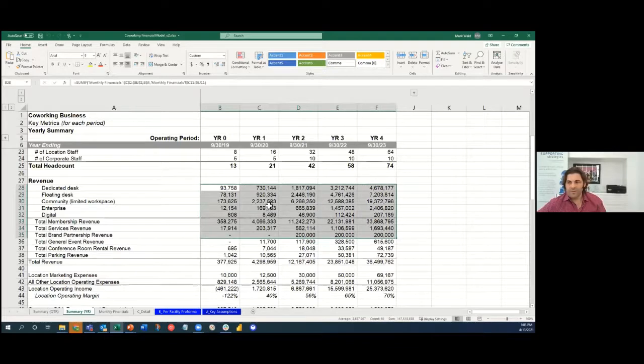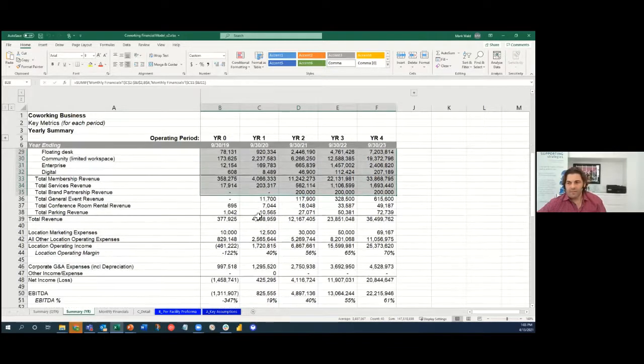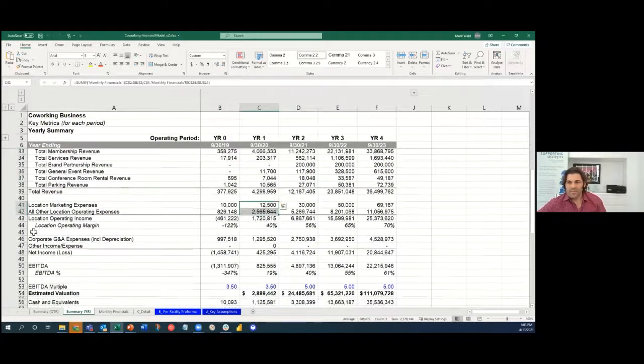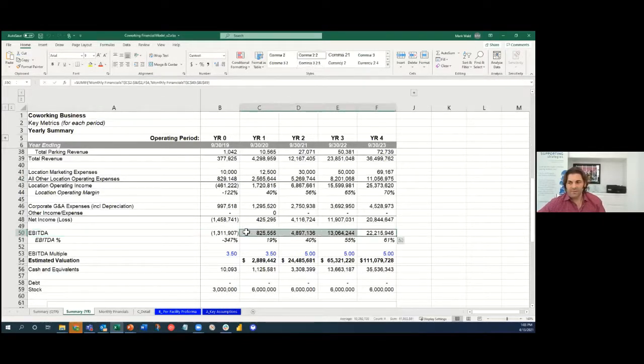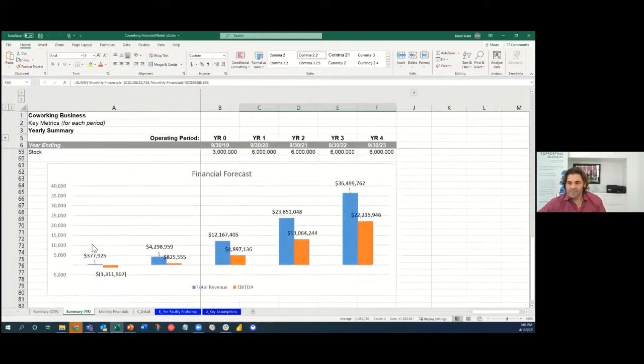So this is revenue and costs, and then we get to EBITDA. EBITDA stands for earnings before interest, taxes, depreciation, and amortization. It's basically an apples to apples way to compare the profitability from one business to the next. So that's how much profit the company is making. And here's a chart that shows that forecast, but all this is a summary of the detail.